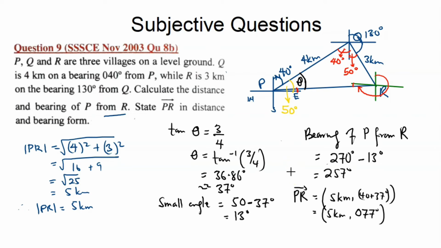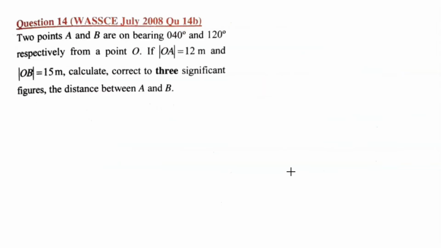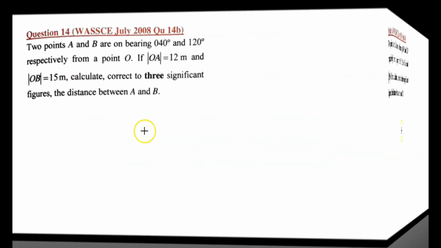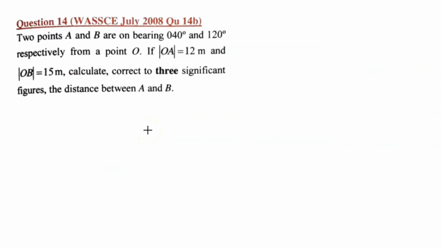Let's take another example. So going to another example, we have 2 points A and B on a bearing 040 degrees and 120 degrees respectively from the point O. If the length of OA is 12 meters and the length of OB is 15 meters, calculate correct to 3 significant figures the distance between A and B.